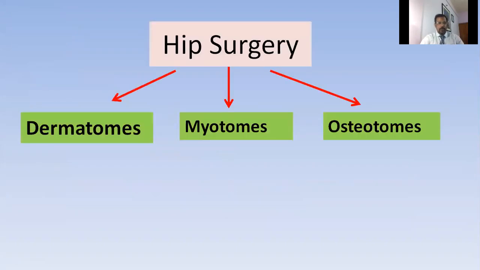These are my declarations. Now, if you are planning a regional anesthesia block for either the anesthesia or the post-operative analgesia, you should know the dermatomes, myotomes, and osteotomes of that particular surgery. So, what are the relevant dermatomes, myotomes, and osteotomes for a hip surgery?